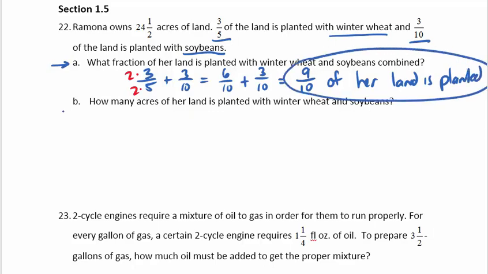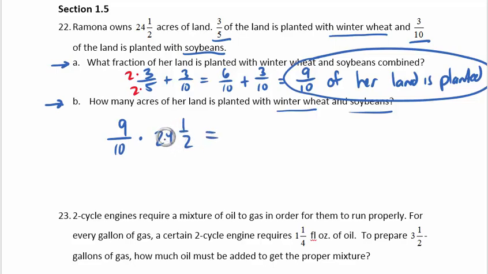All right, let's go to part B. How many acres of her land? Well, we know 9/10, so almost the whole thing is planted, right? So we want to know how many acres of her land is planted with winter wheat and soybeans. Well, we know that's 9/10. So what we're trying to do now is find 9/10 of something. So to find a fractional part of something, we're going to multiply by that fraction. So I'm taking 9/10 times 24.5.